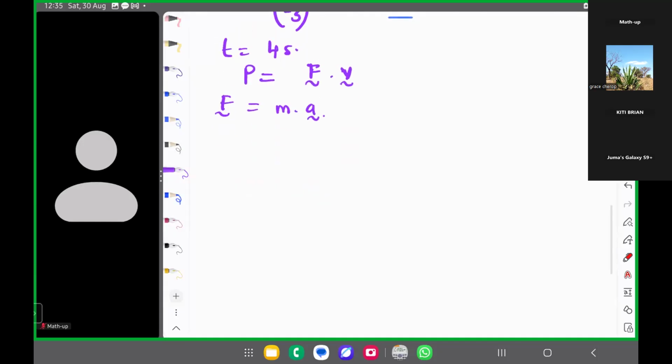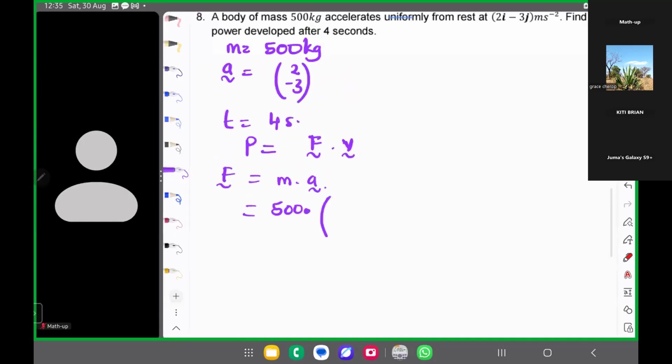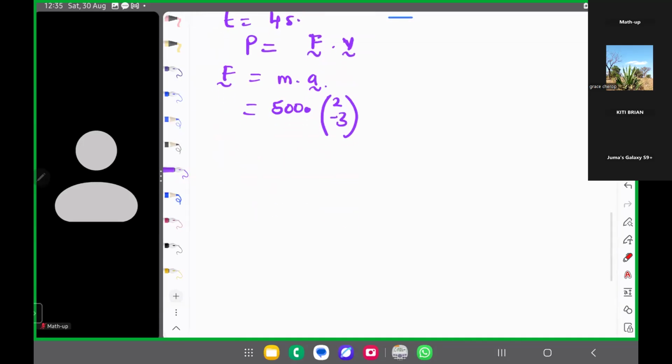So our mass is 500 and our acceleration is 2, negative 3. So when we multiply those two, we shall get 1000 and then negative 1500 as our force.